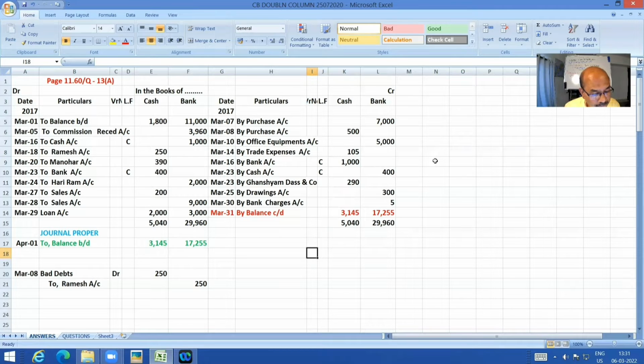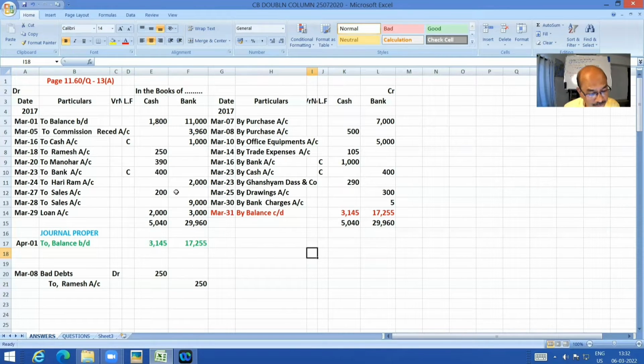Paid rupees 300 to Gyansham Das and Company. They allowed us discount 10. So practically we have paid them only 290. So by Gyansham Das and Company 290. Received rupees 2000 from Hariram and deposited the same into bank. So it has been directly shown in the bank account, bank to Hariram.